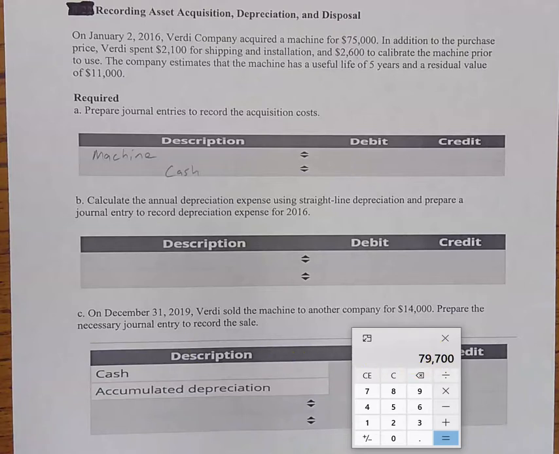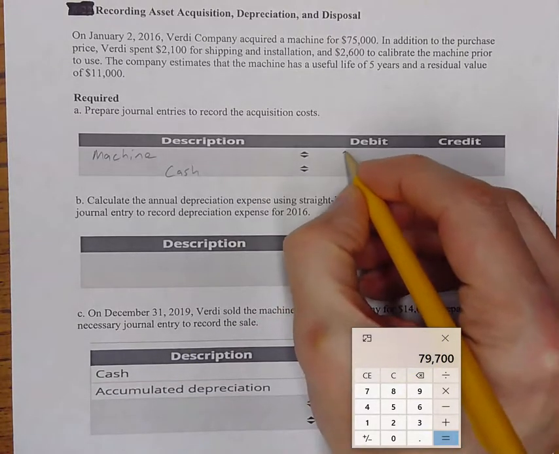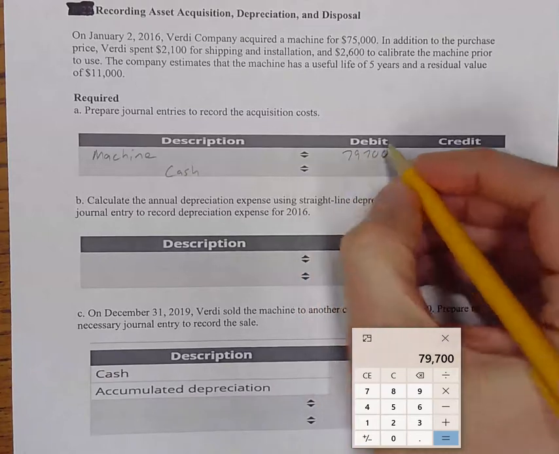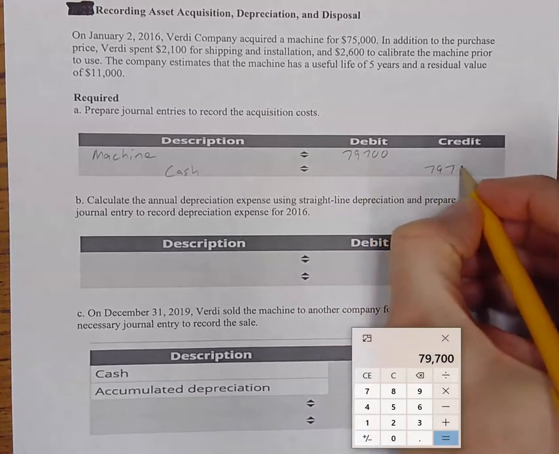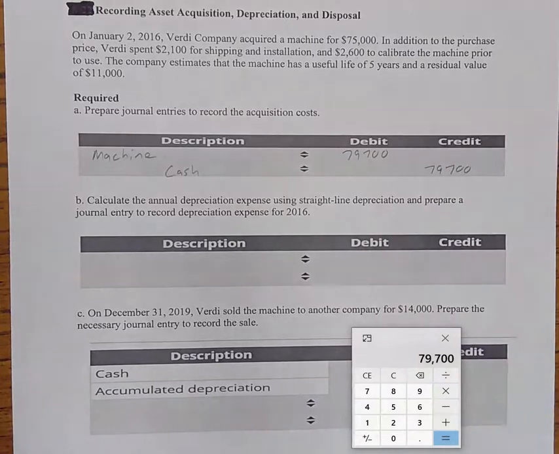But this is a lot better. This is a little bit easier. $79,700 for both our debit and credit. So our historical cost for the machine is $79,700. Okay.